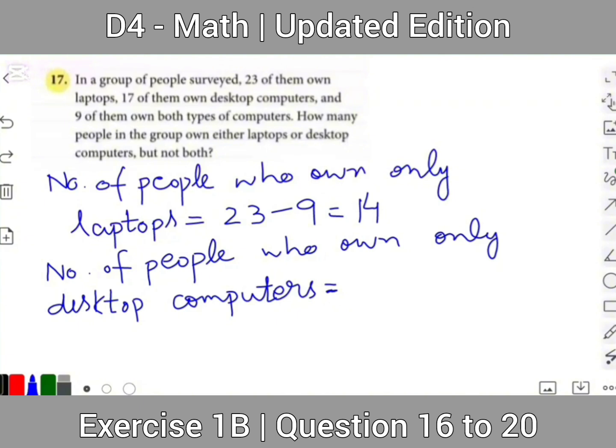And now we will find it out by just subtracting the number of people who own both types of computers from the number of people who own desktop computers. So we will subtract 9 from 17 and we will get 8.